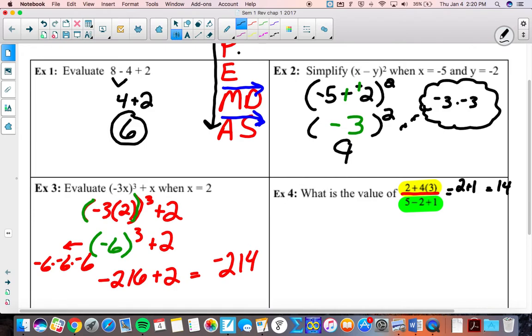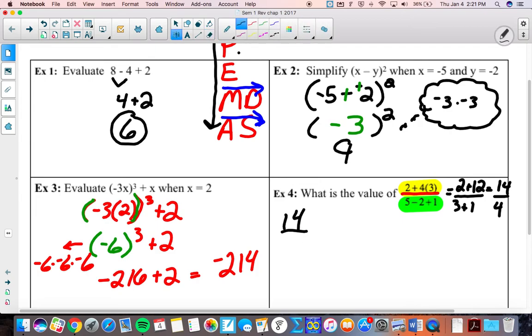On the bottom, I have subtraction and then addition. Those are the bottom two operations here. And again, I need to do whatever comes first between addition and subtraction in this problem. In this problem, I have subtraction first, so I will subtract, and then moving left to right, I will add the difference. So 5 minus 2 is 3. And then I tack on the 1, which equals 4. So my fraction is 14 divided by 4.